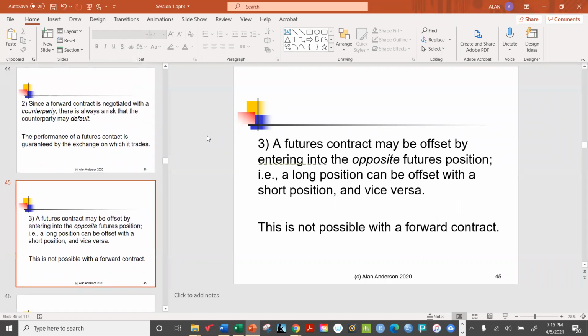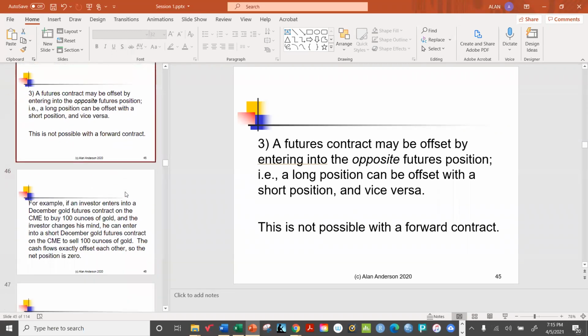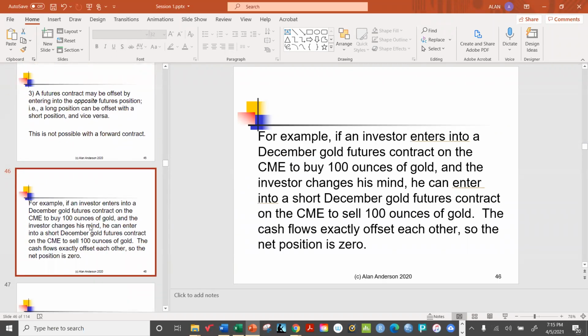What else is different? A futures contract is easy to what we call offset. In other words, if you change your mind with a futures contract, there's an easy way to get out of your position. We call that an offset. Let me show you an example of this.